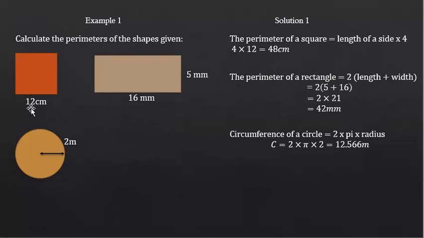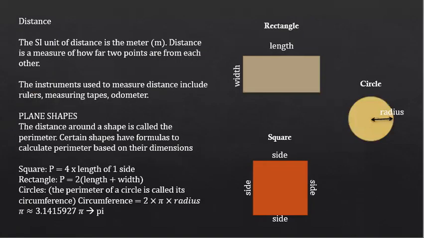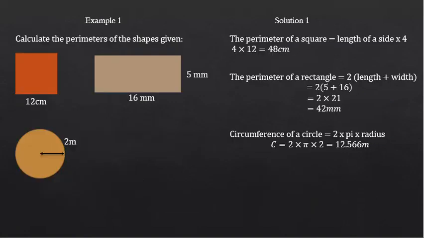We have a square with a side of 12 centimeters, a rectangle with a length of 16 millimeters and a width of 5 millimeters, and a circle with a radius of 2 meters. Firstly, for the square, we're going to employ the formula given to us here. Perimeter of a square is equal to 4 multiplied by the length of one side of the square. So 4 multiplied by 12 will give us 48 centimeters.